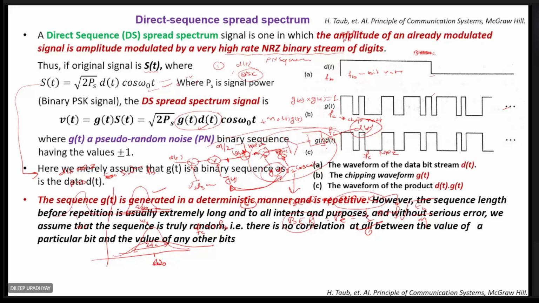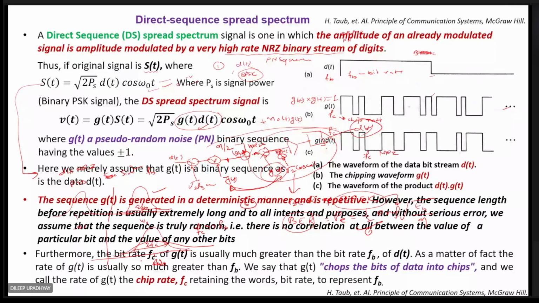However, the sequence length before repetition is usually extremely long, and to all intents and purposes, and without serious error, we assume that the sequence is truly random. That is, there is no correlation between the value of a particular bit and the value of any other bit. Further, the bit rate FC of the GT is usually much greater than the bit rate FP.